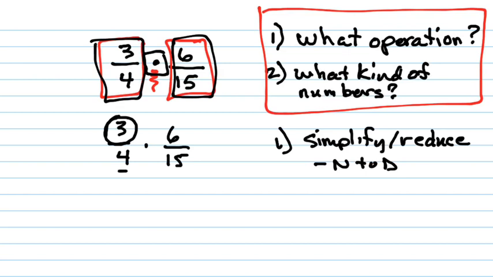Now, 3 and 4 won't divide by anything, will they? But remember, I can do it any numerator to any what? Denominator. So I can also look over here at the 15. Will 3 and 15 divide by the same number? What will divide evenly into both 3 and 15 at the same time? Well, they'll divide by 3 and you're going to get a 5, right?